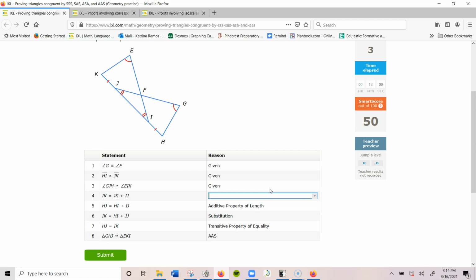All right, let's see if we can work this out. So we have here all these given statements, which are marked already, and then we have that IK is equal to JK plus IJ. And what that is, is that we're adding this segment to this segment. So as long as you know you're adding segments, that means that you're adding lengths. So that is the additive property of length.